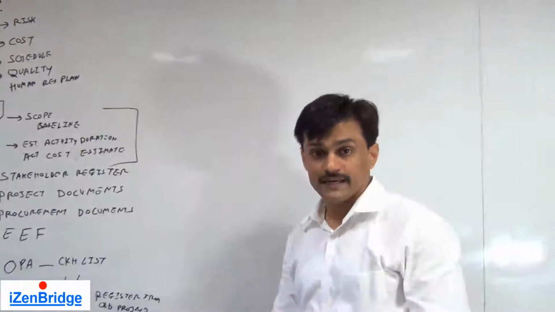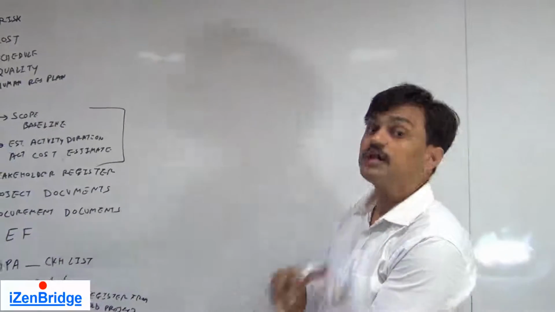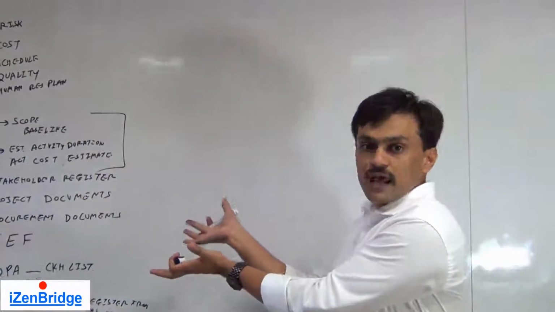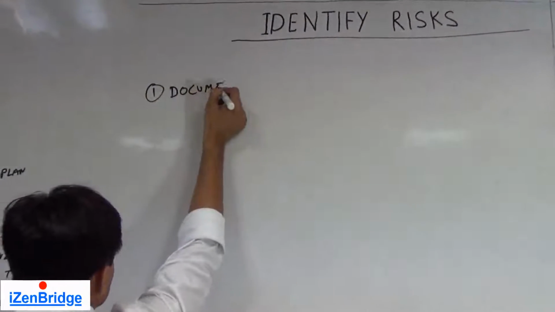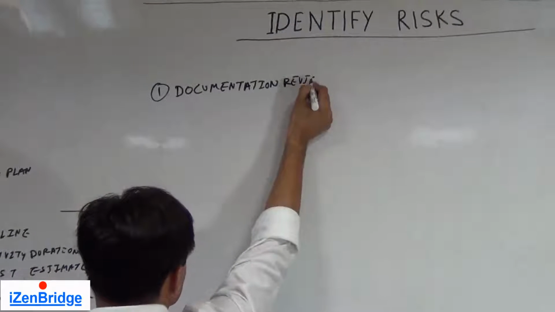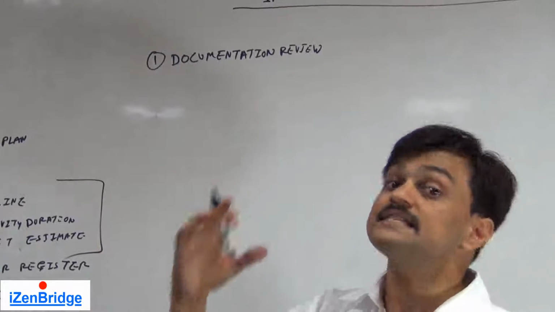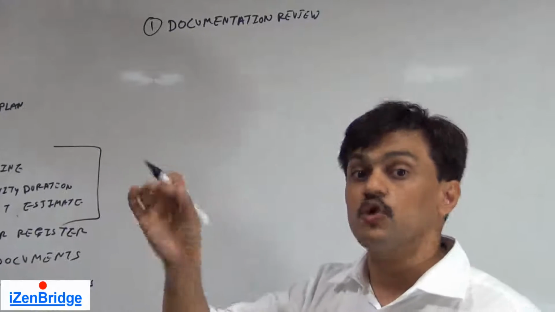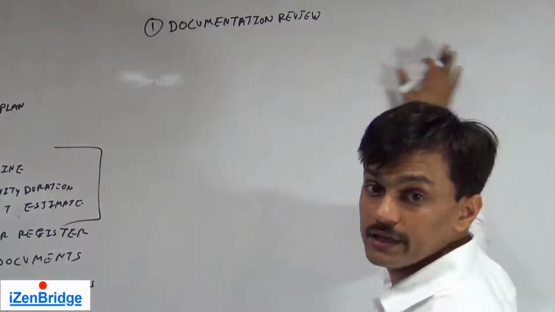So let's look at tools and techniques. Since we have a good amount of documents, we need to review them. So the first tool and technique for identifying risk is to review the documents which you have collected. A documentation review. By looking at these documents, we can identify the risky areas, the assumptions, some estimate accuracies or inaccuracies, variances. So this helps us in identifying risk.